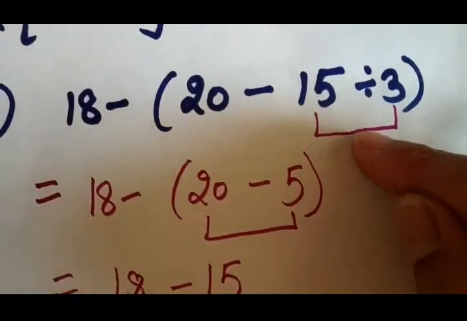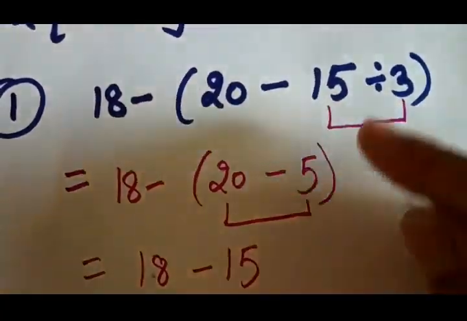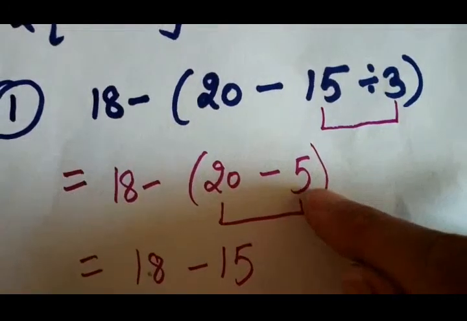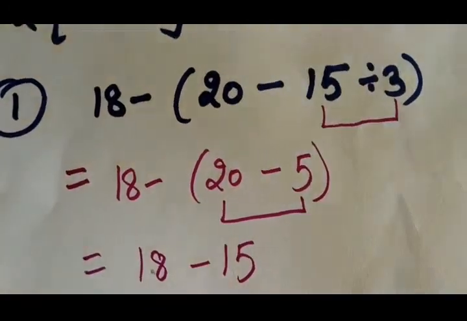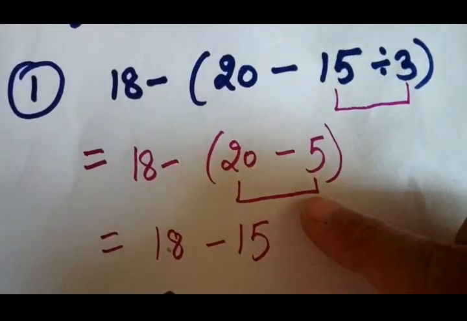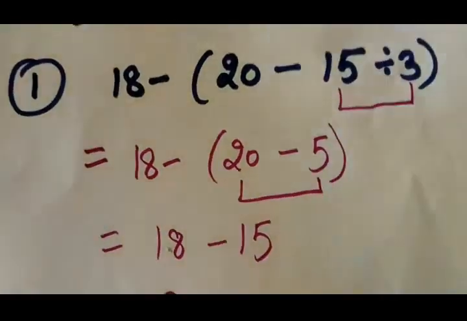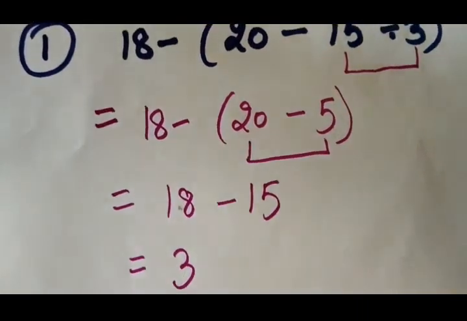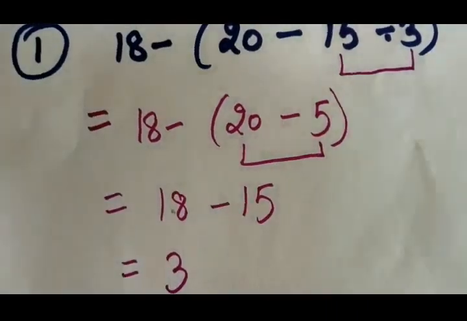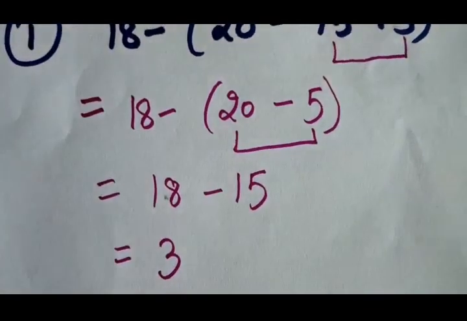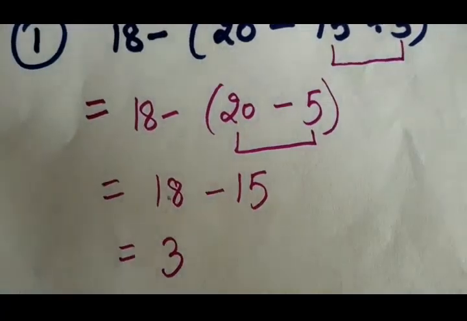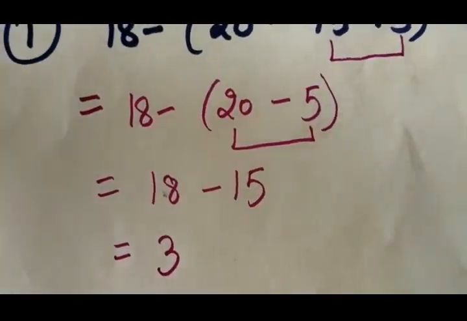First of all we used division: 15 divided by 3 is 5. Now there is no multiplication and no addition, so we used subtraction. After the subtraction, the bracket is removed. Now we can simply add or subtract. If there is an addition then we will add, if there is a subtraction then we subtract, or whatever the condition is, we will use it.